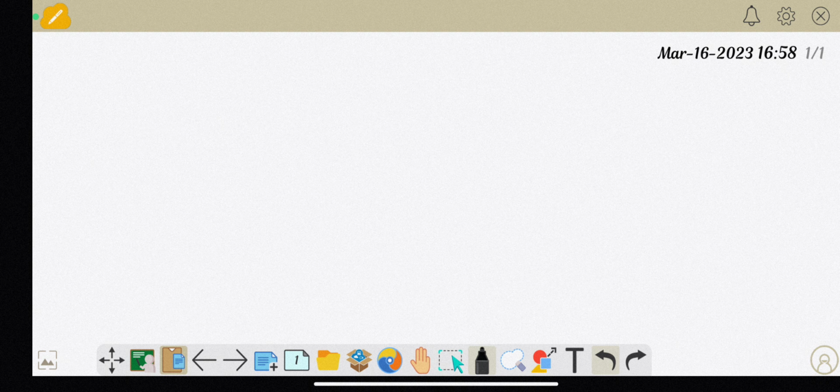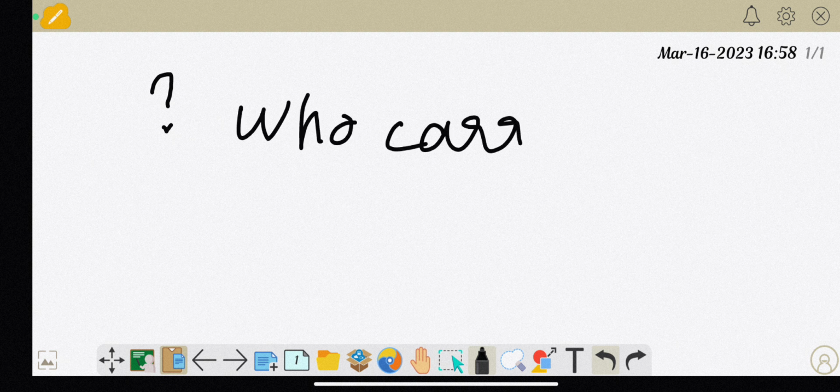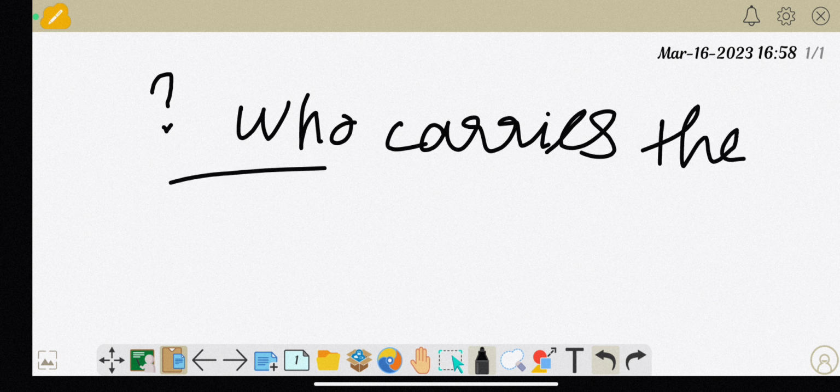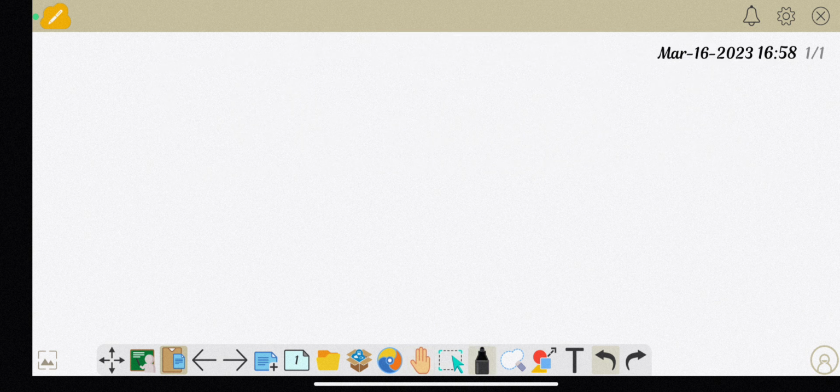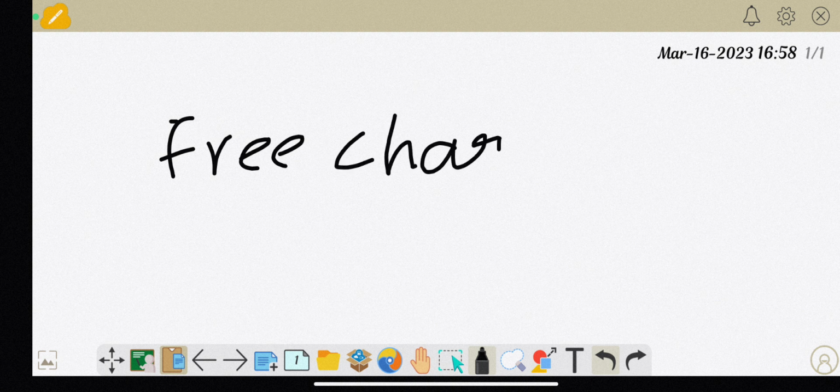Now one question arises: who carries the current? What is responsible for current? How does current flow, and through what does it flow? Charges which are free to move carry the current. The free charges are responsible for the current. So what are free charges, and where can we observe them?